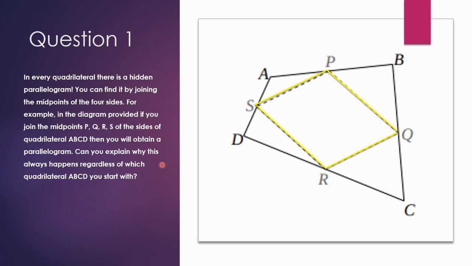I'll give you a quick hint. You can find it by joining the midpoints of the four sides. The midpoints. Can you remember any type of theorem that we use that has a focus on the midpoints?